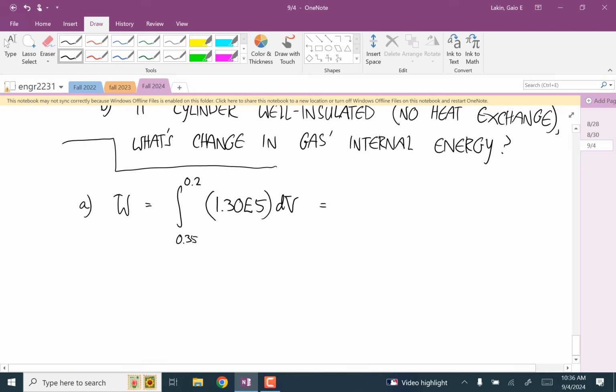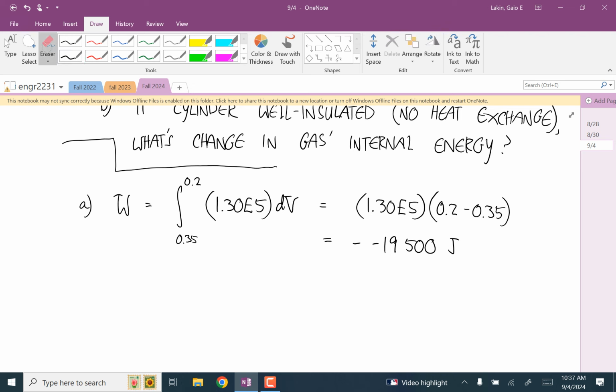And so, we can pull the constant out of the integral and we get 1.3 times 10 to the 5 times 0.2 minus 0.35. And we get a work of expansion of negative 19,500 joules. Everything's in SI units, so the energy is going to be in SI units. Negative? It does say that.